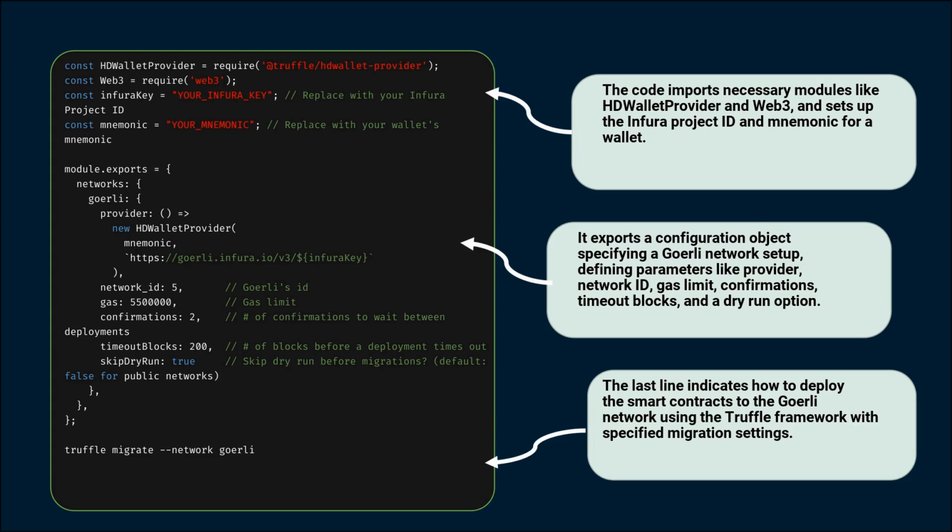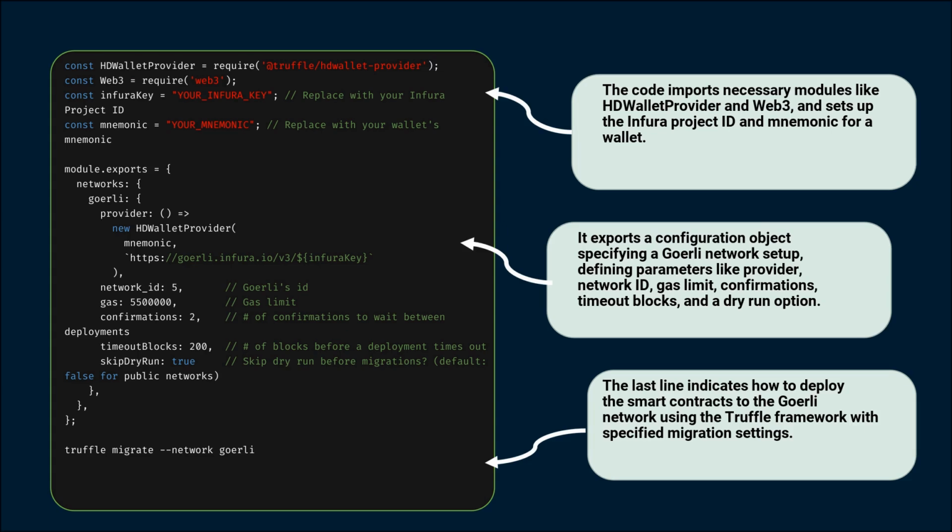This configuration creates an object specifying the Goerli network under the networks key. The provider function initializes the HD wallet provider using the previously defined mnemonic and sets up the Infura endpoint for network access. Importantly, we specify the network ID for Goerli as 5, set a gas limit of 5,500,000, and define parameters to wait for 2 confirmations between deployments.